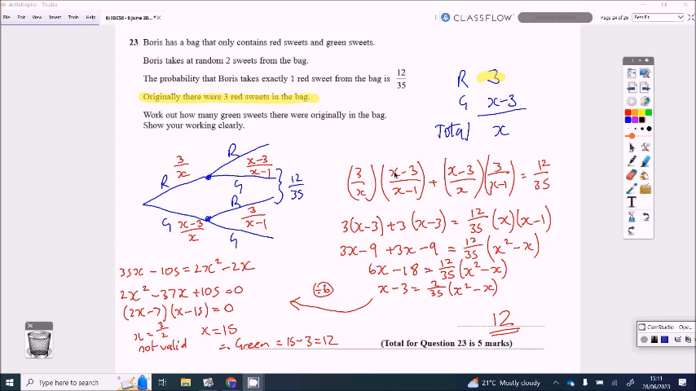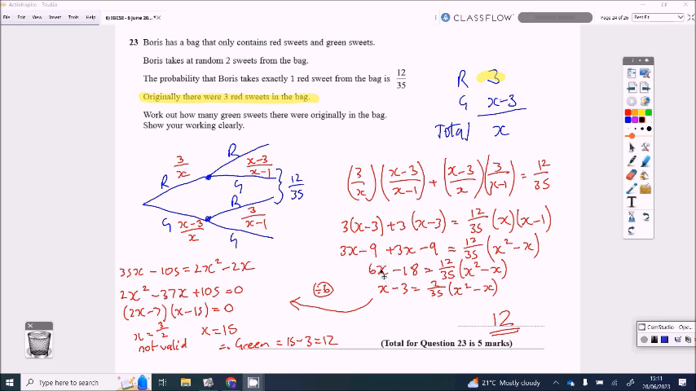So we know this red-green plus green-red has to equal our total of 12 over 35, which we were given. So we just then need to multiply out. I've multiplied everything by x times x minus 1, which gives us this line here. That's just getting rid of the denominators. Then I've expanded my brackets, and then I've gathered like terms on the left.